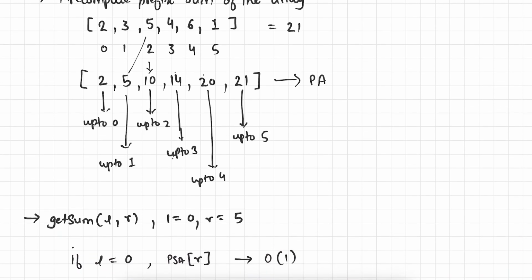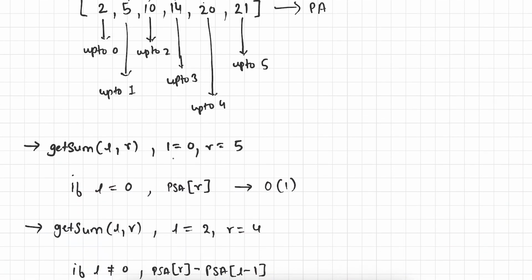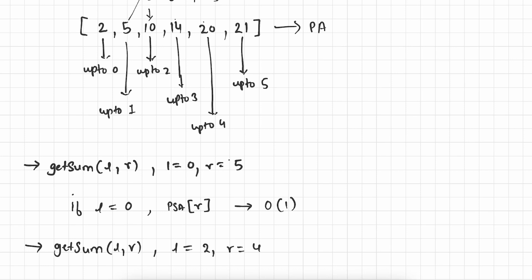Now comes the interesting part. Here is where the magic of prefix sum kicks in. Now if you are asked to find the sum of range L to R, where L is equal to 0 and R is equal to 5. So guys, after computing the prefix sum, we can solve this query in constant time. Yes, you heard that right. Let me show you how.